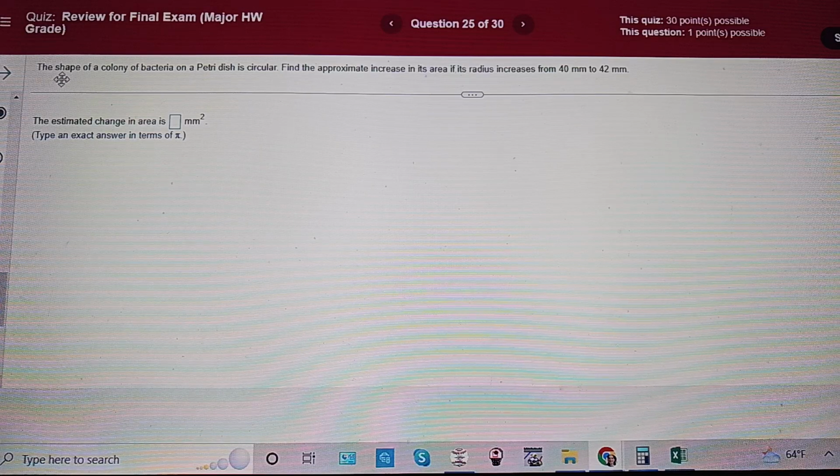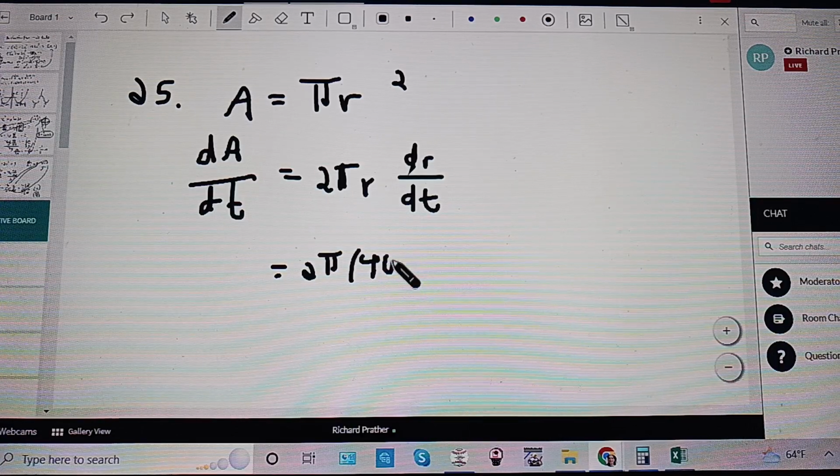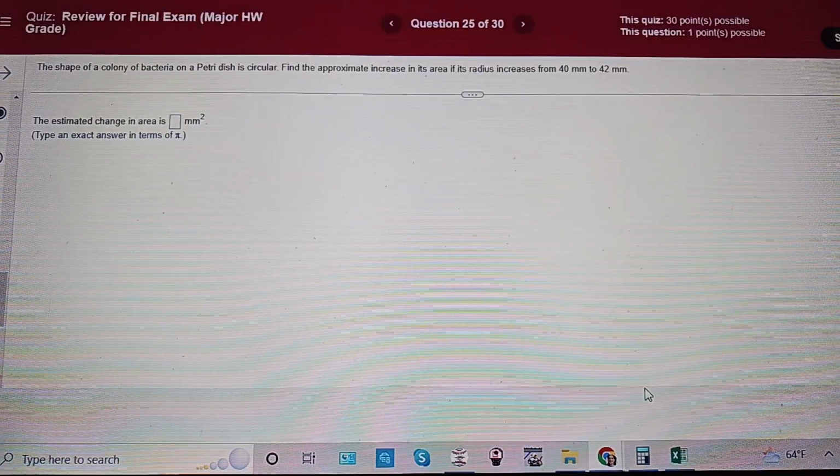Okay, so find the increase in the area if the radius increases from 40 to 42. So it increased by 2. That's how the r is changing. And it started off as 40. So that's what r would have been. So I've got the 2 pi that are constants. r started off as 40. And then it's changing at a rate of 2 units per time, since it went up from 40 to 42.